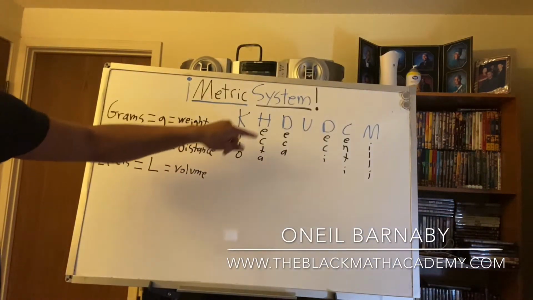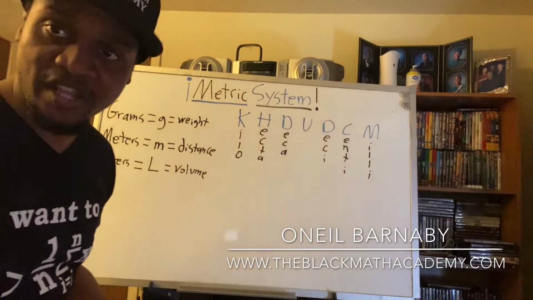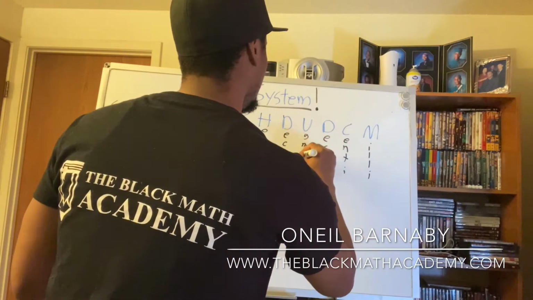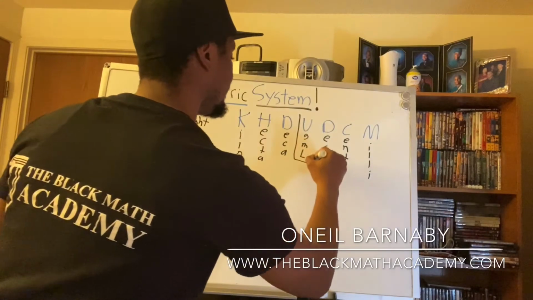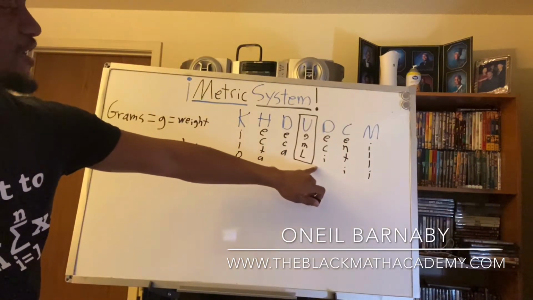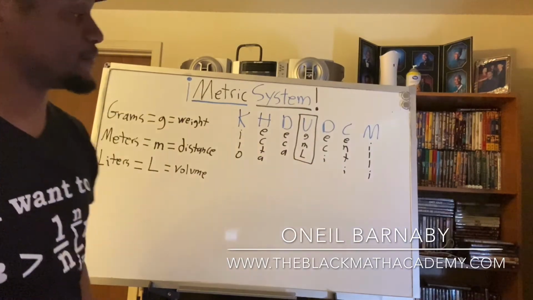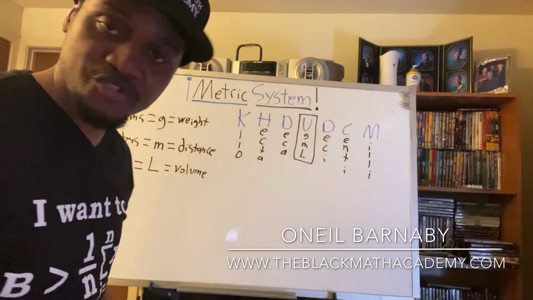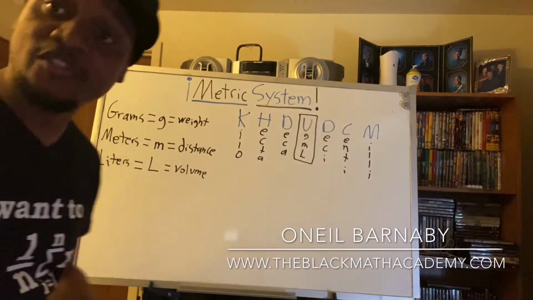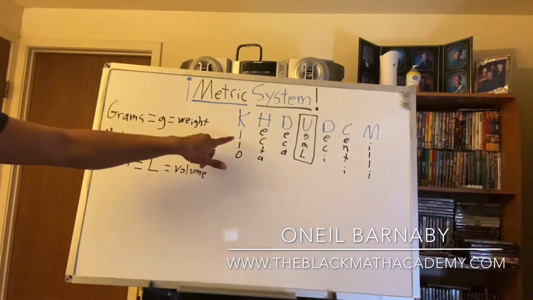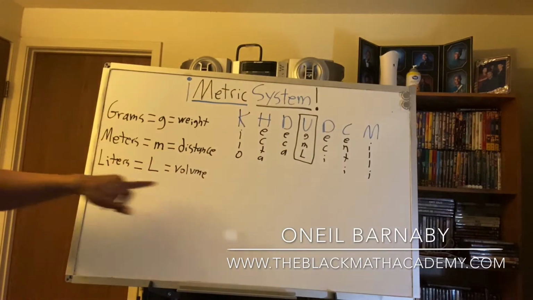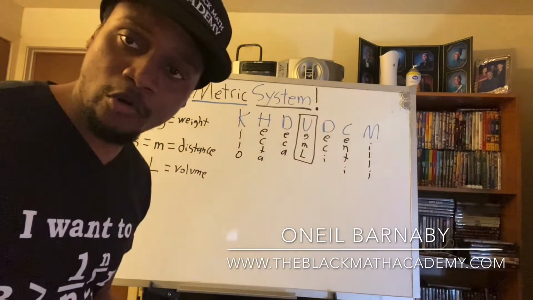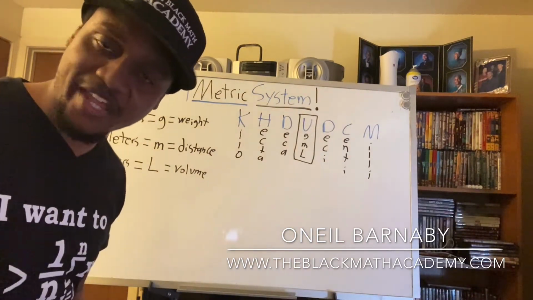So kilo, hecta, deca. The unit would be grams, meters, or liters. Let me write that down too. Grams, meters, or liters. I'm going to box it so you can see it. D stands for deci, C stands for centi, and M stands for milli. So these would be the prefixes of all the units of measurement, and grams, meters, and liters would be the suffixes of those units of measurement. So kilometer, hectoliter, decagram. That's how they operate. So I said earlier that this was based on decimals, specifically base 10.